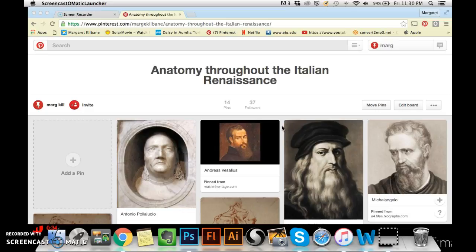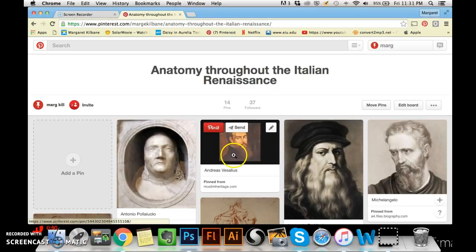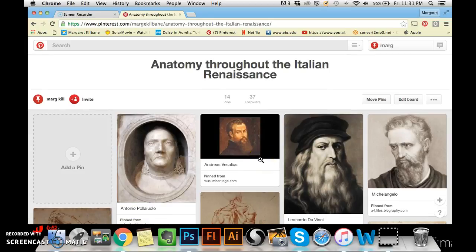So I picked four people that to me really impacted the growth and study of anatomy, and really just impacted the art world. So first I picked this guy right here, who is Andreas Vesalius, who was born in 1514 and died in 1564. And he is known as the father of modern anatomy.